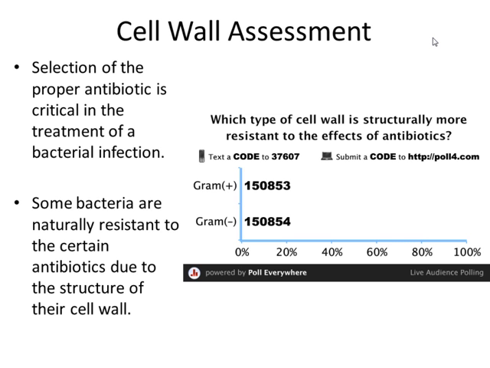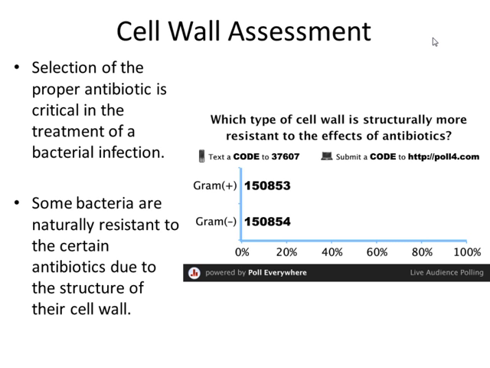Now, some bacteria naturally are resistant to antibiotics due to the structure of their cell wall. These are going to be more difficult to treat. So the question I have for you is this: will it be a bacteria that has a gram-positive cell wall that's going to be difficult to treat, that's going to be naturally resistant to antibiotics?